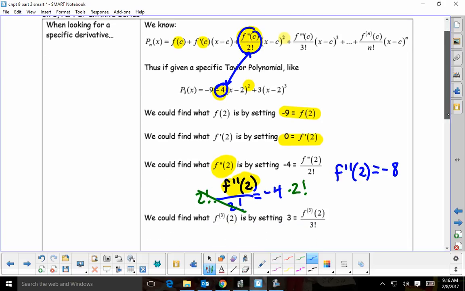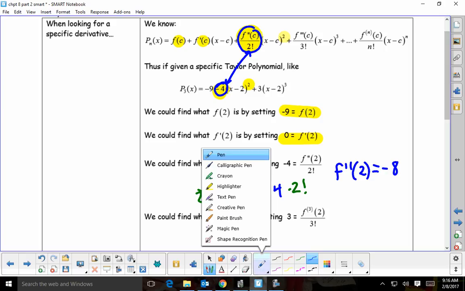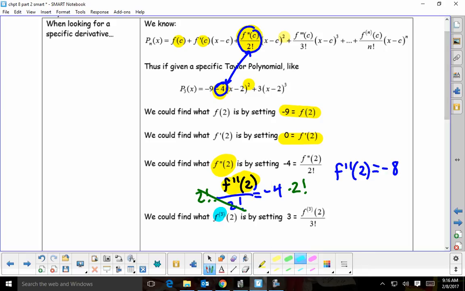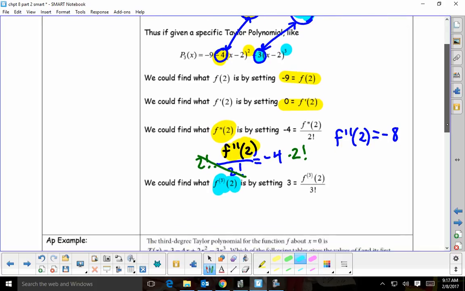Okay, but on the next one, if I want to find what the third derivative is, then I'm going to have to look and see what's in front of the x cubed. So the x cubed part is here. That is the reduced part. So what does this match with? It matches with that guy. Yes? So if I set those two equal, then I can solve for f triple prime of 2. And that's what I did here.